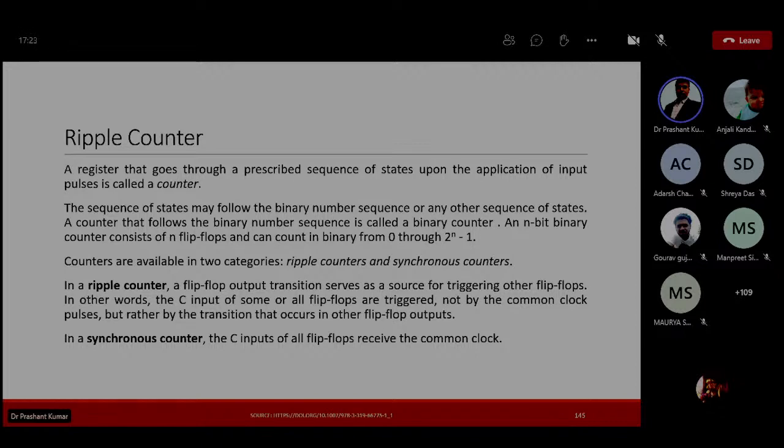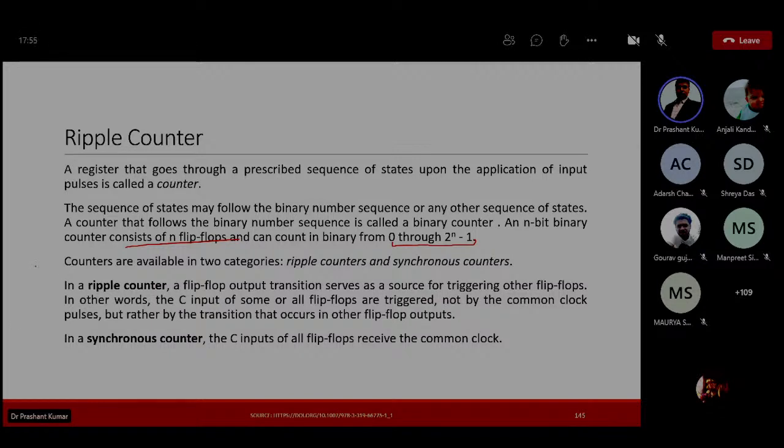So a counter that follows the binary number sequence is called a binary counter. An n-bit binary counter consists of n flip-flops and can count binary numbers from 0 to 2 to the power n minus 1. We have two available categories of counters. One is ripple counter, another is synchronous counter.